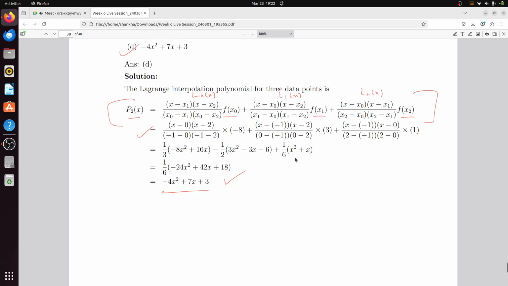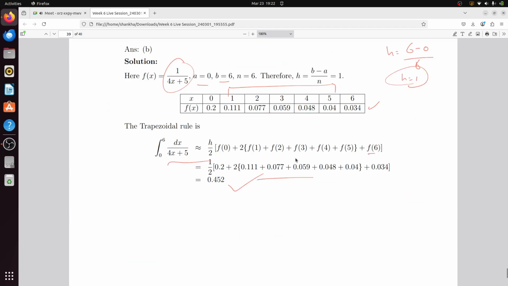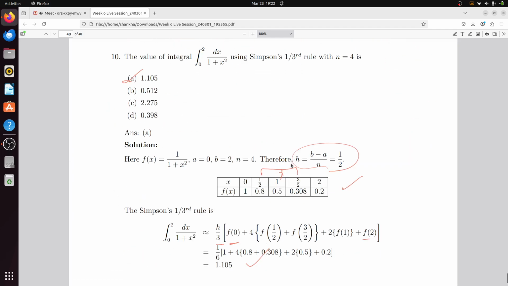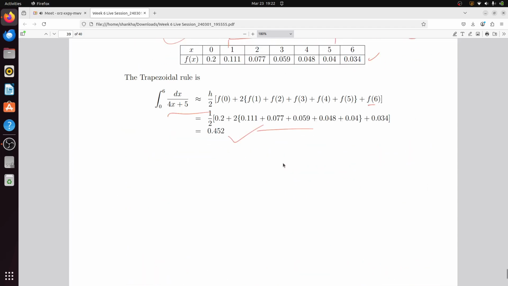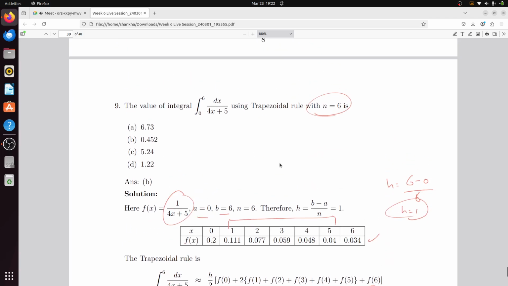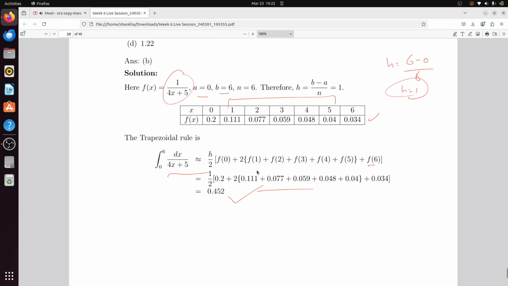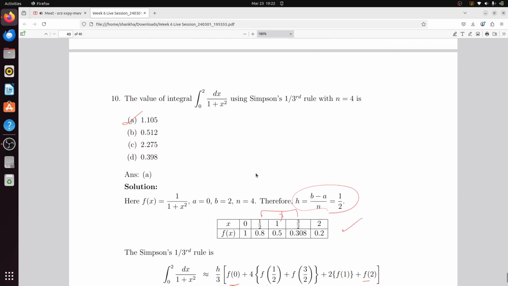Next there are two methods for integration, called trapezoidal and Simpson's 1/3 rule. In the next class I will discuss the trapezoidal method and Simpson's 1/3 method.